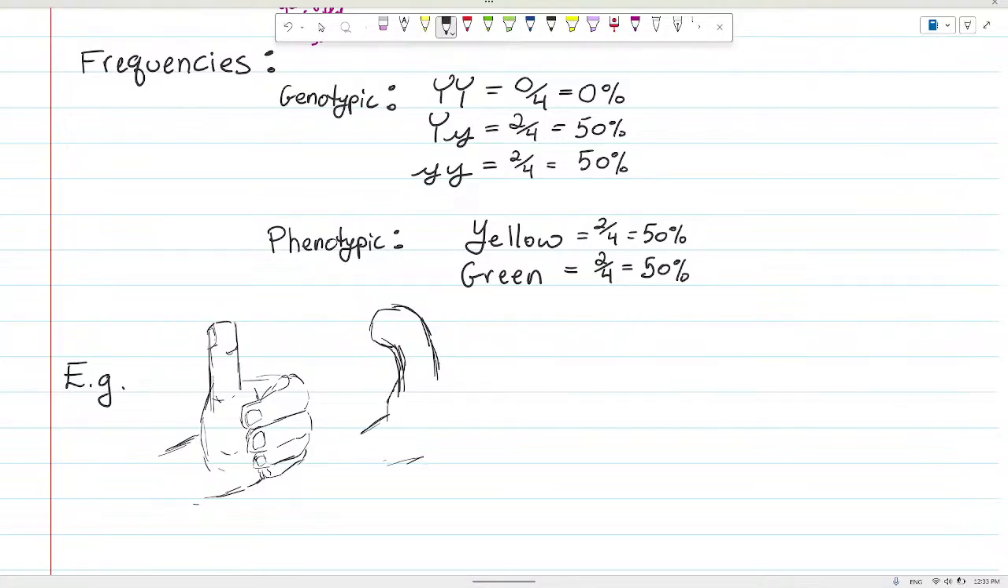So this is controlled by one locus, a single gene, and it's got two alleles, a dominant allele and a recessive allele. And full disclosure, I always forget which is which, so I always Google it every time so I don't screw it up. I think the hitchhiker's thumb is dominant, but I could be wrong, so we're going to Google it.